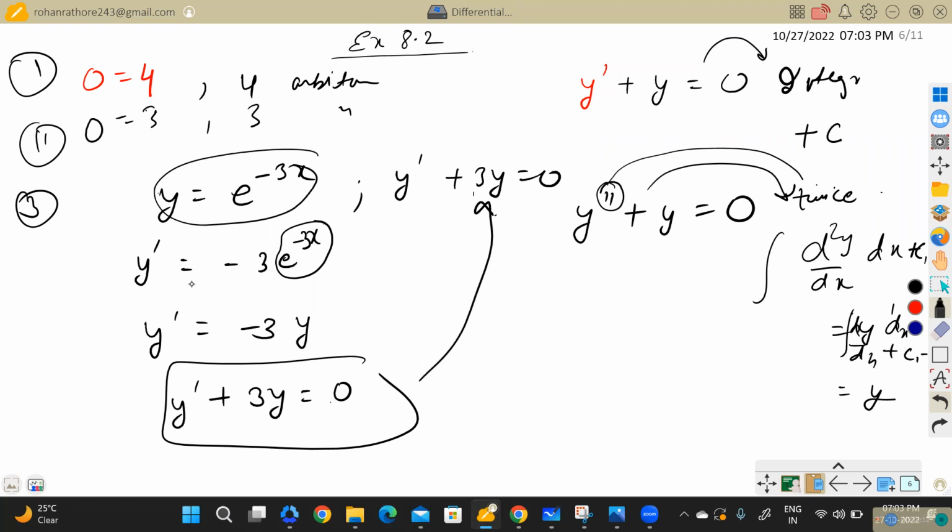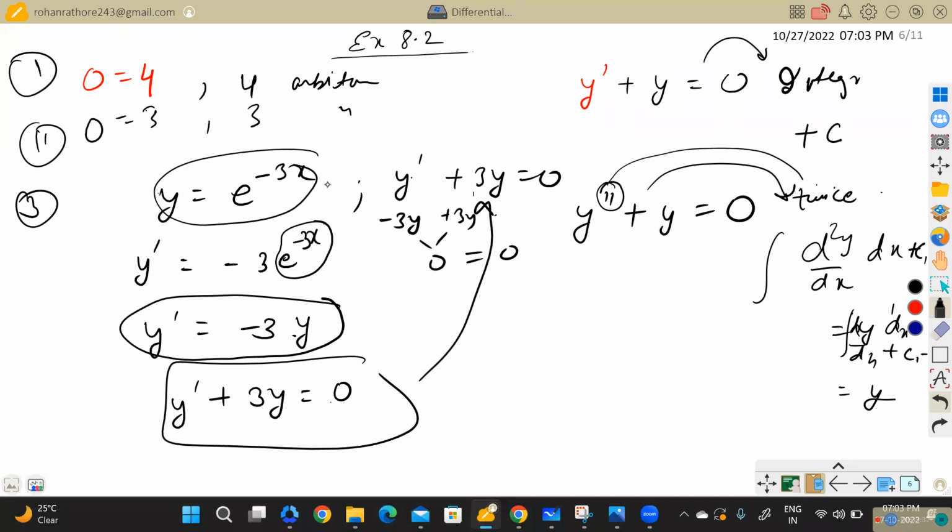So this was our differential equation. You see, this was just one approach. Another approach can be to substitute the value of dy by dx. So dy by dx is minus 3y. You can substitute it here to get minus 3y plus 3y, so this must be equal to 0. Hence the equation is verified. So you can work the differential equations both ways.